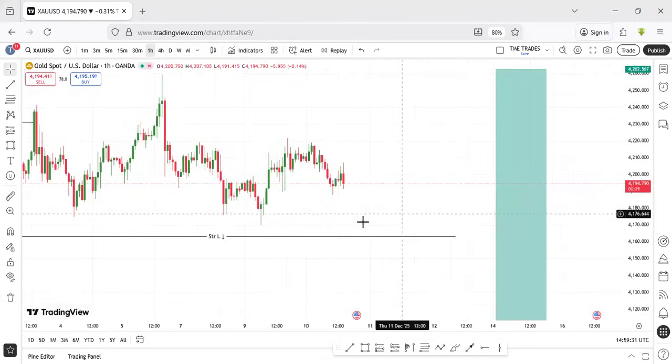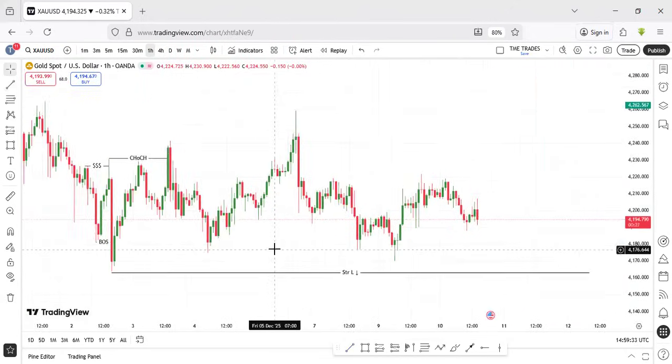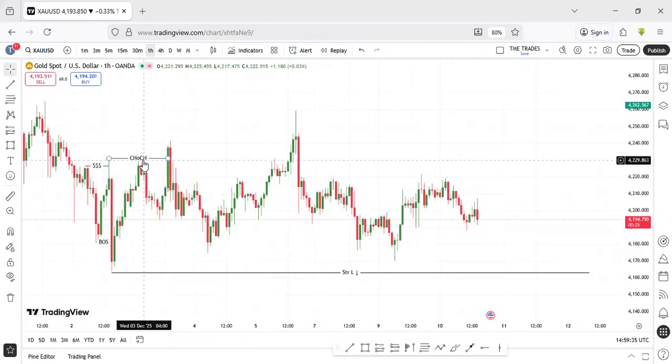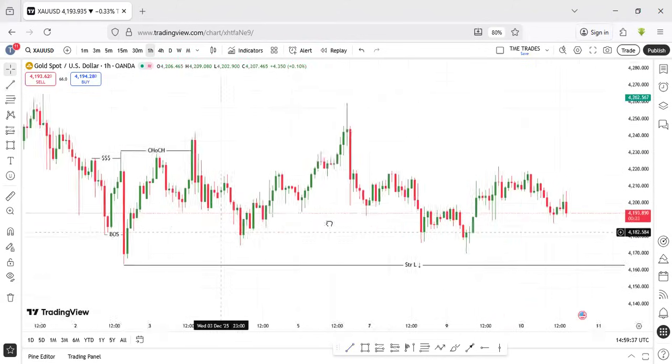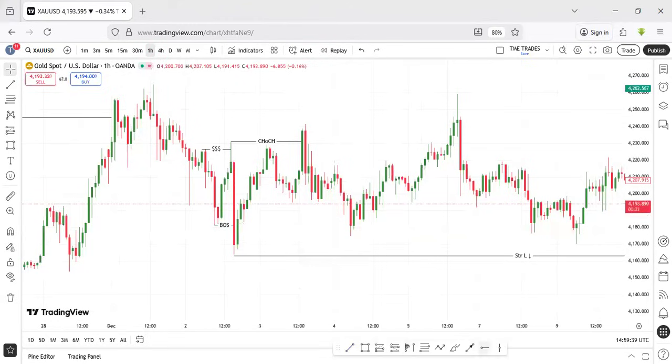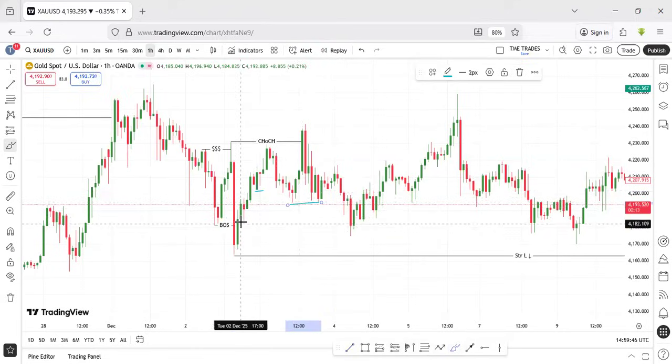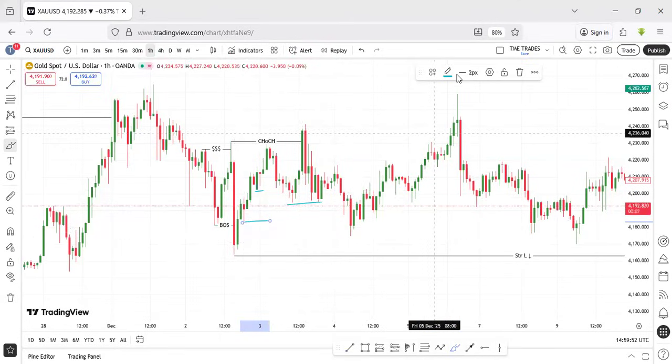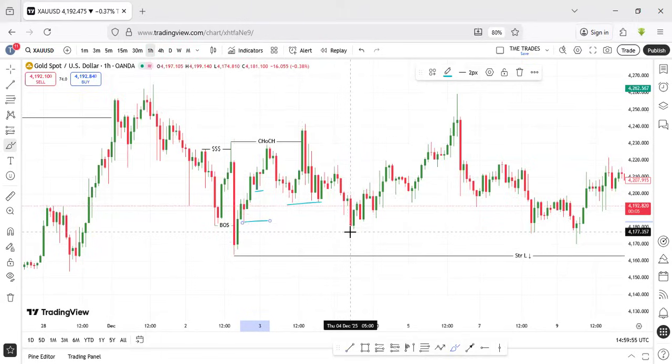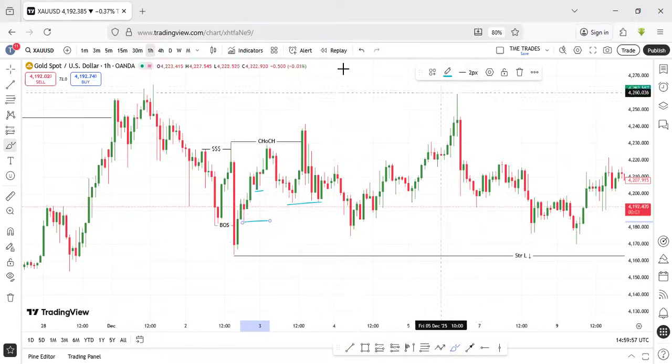Now, since we have this, let's analyze further. After this change of character, that's exactly what we have been saying. Look at what happened. The market came back to take out all these internal structures created during that move, coming back to a very good order block that we have here on 5 minutes, because I caught this trade and people in my signal group caught it.